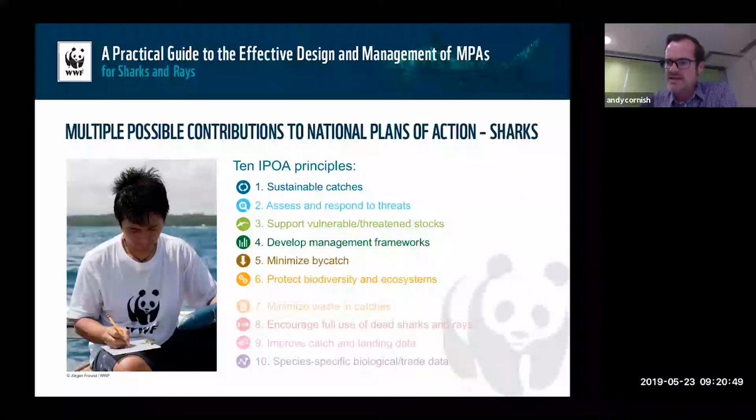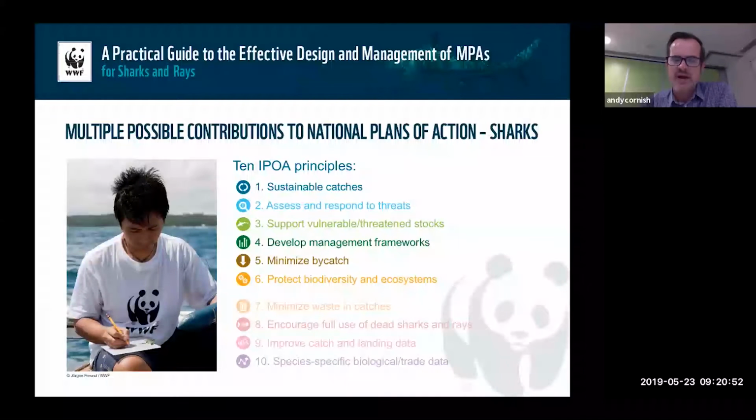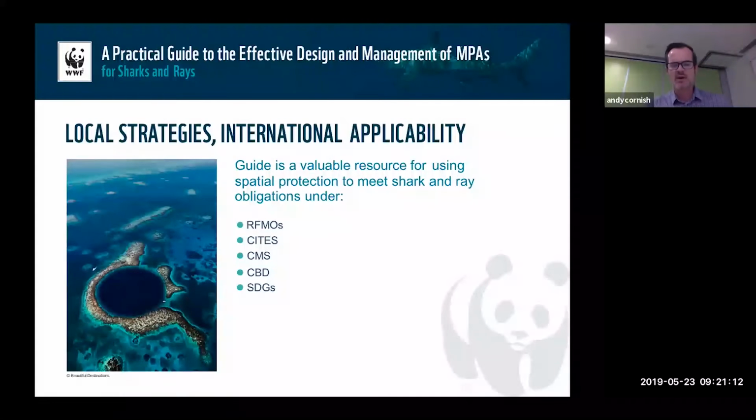In terms of national plans of action for sharks, just want to make a quick point here that MPAs have the opportunity to contribute to the first 6 out of the 10 principles, which I think is quite impressive. And also that's on a national scale; on an international scale, whether it's CITES or CMS species, or on a higher level contributing to CBD or SDGs, spatial protection for sharks and rays certainly has a role to play.